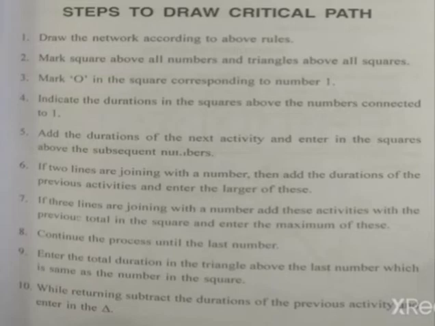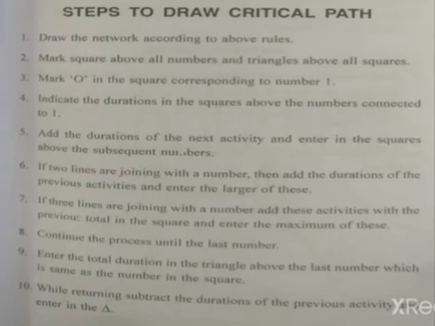If two lines are joining at a number, then add the durations of the previous activities and enter the largest of these. So for the E value we have to go for the maximum. Suppose two incoming activities are there, you have to add the duration to the previous E value of each. For this we have to go for the maximum value. The same procedure applies for 3 lines also.